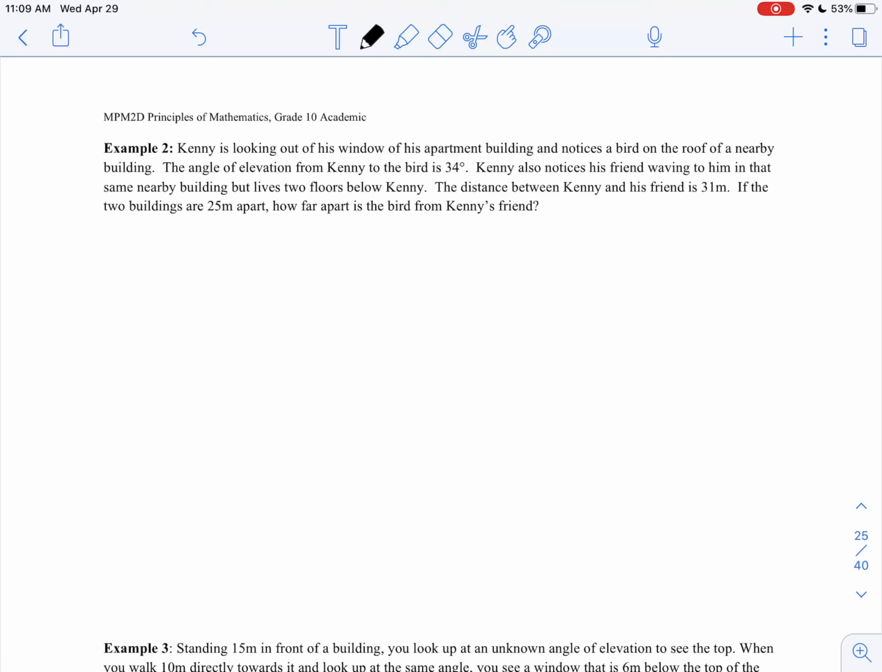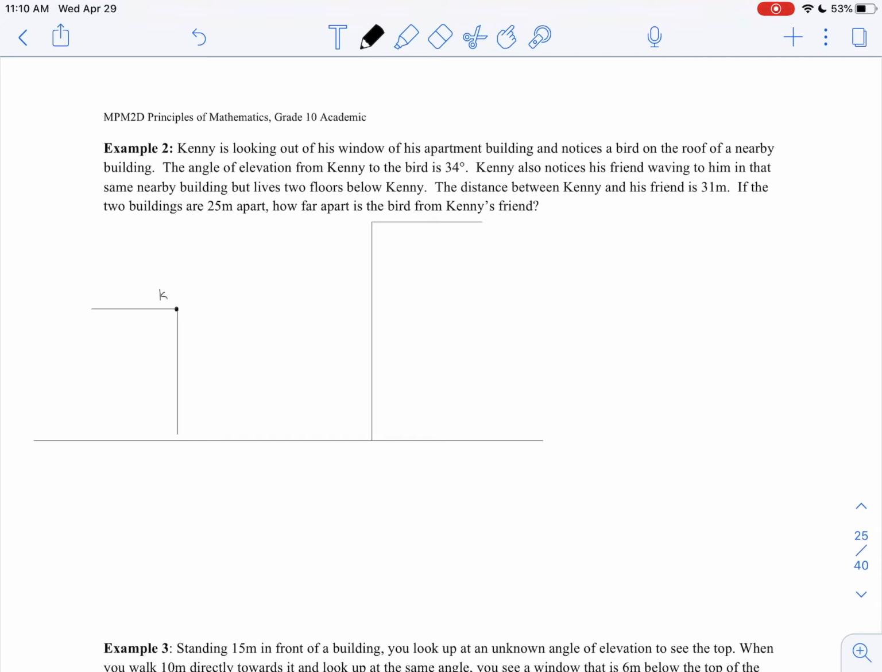So this one, Kenny's looking out the window of the apartment building and notices a bird on the roof of the nearby building. So I'm going to start my drawing right away. I've got the snap to straight function, makes my diagrams look a little better than yours maybe. Let's draw a straight line there. And a bird on the roof of a nearby building. So here's a nearby building over here. So let's say this is Kenny right here.